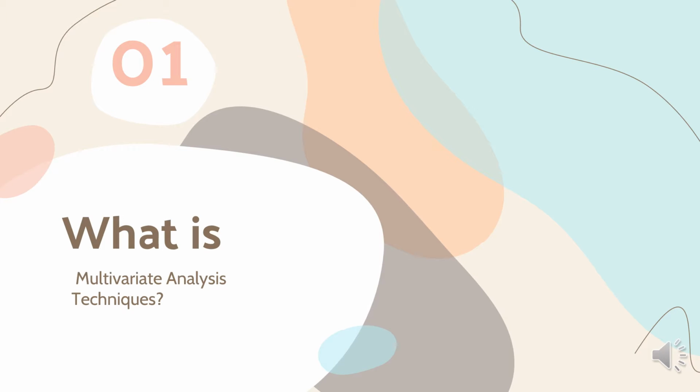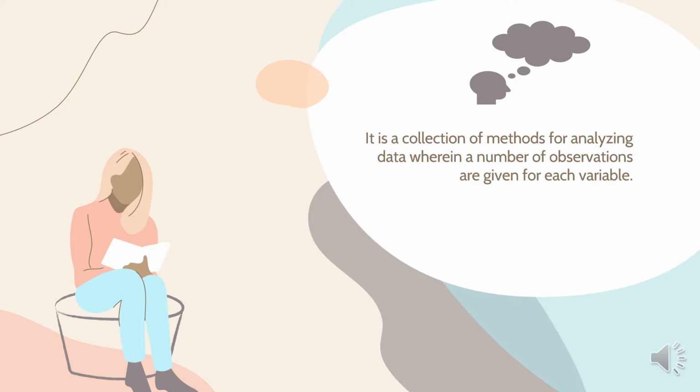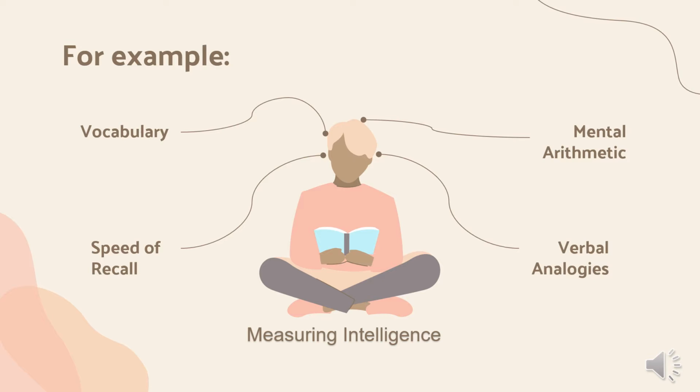So first, let us define what is multivariate analysis techniques. It is a collection of methods for analyzing data in which a number of observations are available for each object. For example, when we measure intelligence, there are a lot of factors or aspects that we take into consideration in order to arrive at that conclusion. So, for example, we factor in the vocabulary, the speed of recall, mental arithmetic, or verbal analogies of the individual.